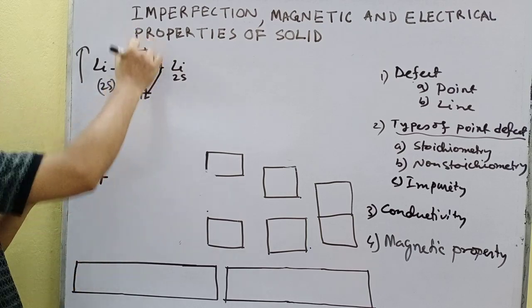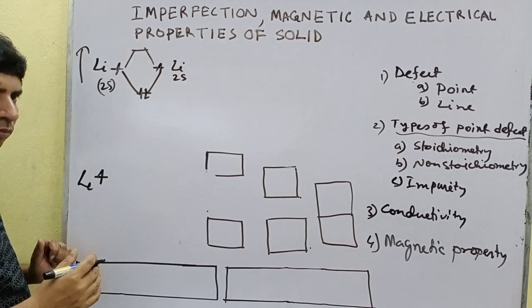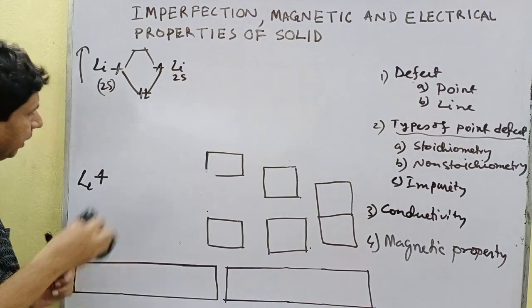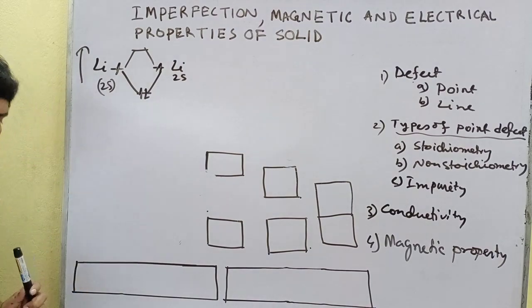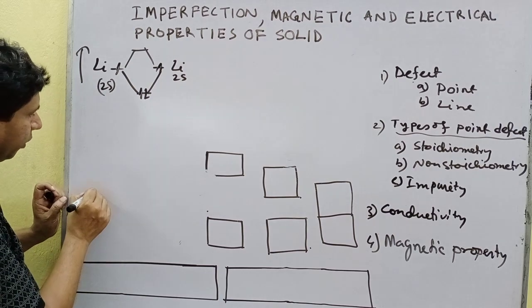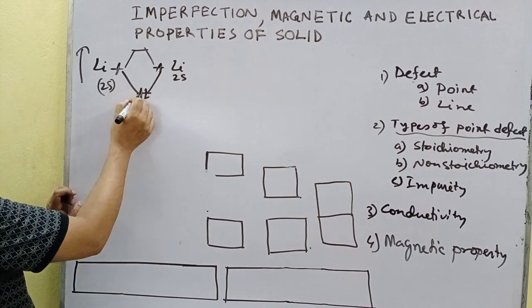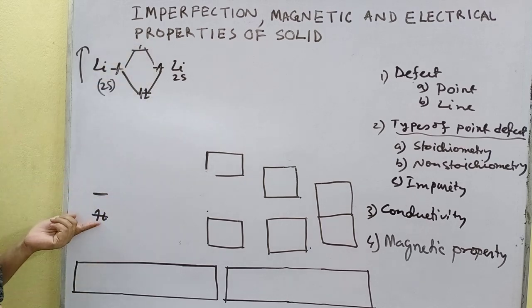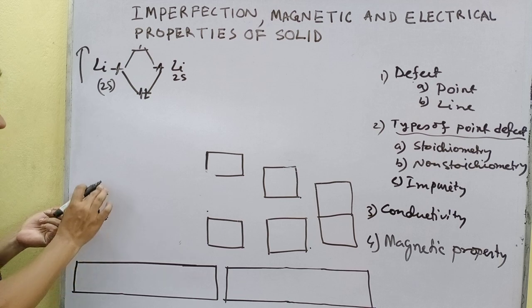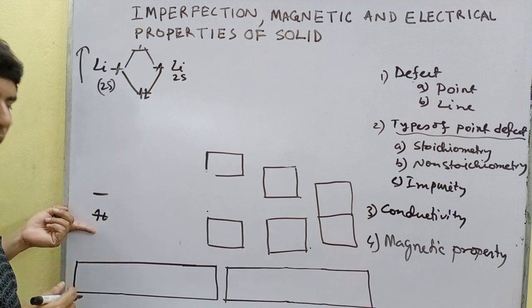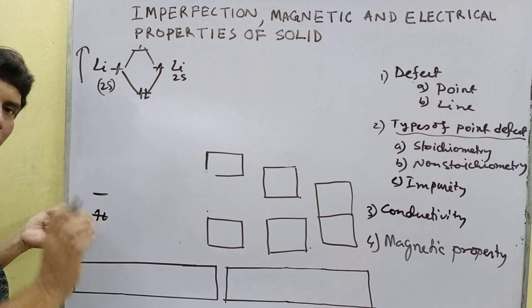So there are two orbitals in the molecular system. That means in Li2, there are two orbitals. One is a bonding orbital, another is an anti-bonding orbital. So I am taking it in this way. The anti-bonding orbital is completely empty and the bonding orbital is completely filled up.